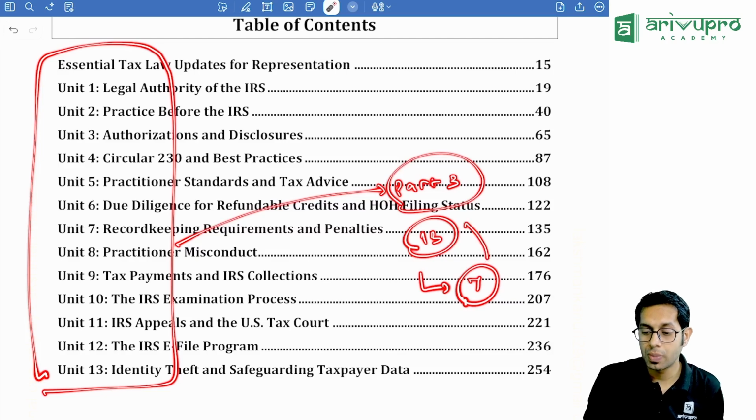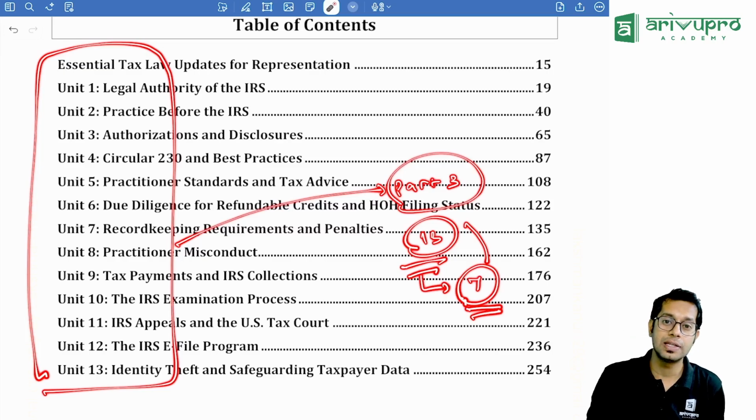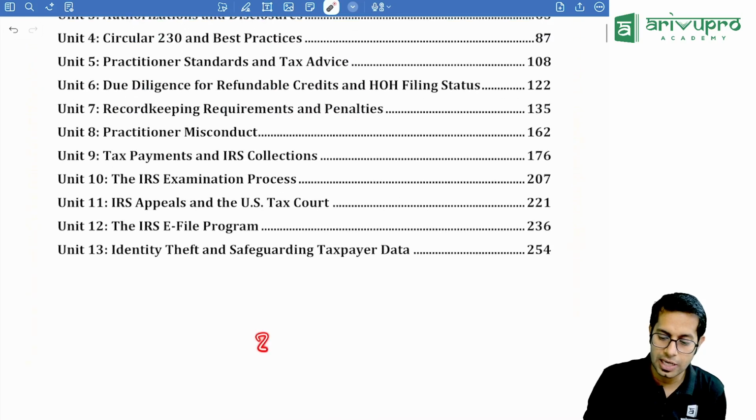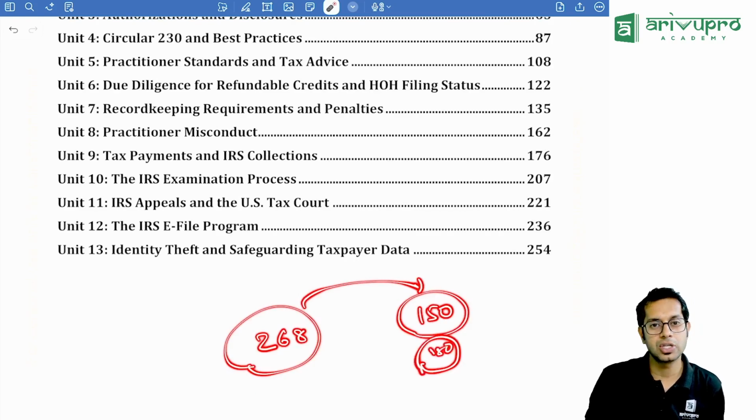Sir, why is there so much difference? We are studying how many units? 13 units, whereas if I study the same thing from GLIM, I will have to study only 7 units. And the material is also relatively smaller. We have to study almost 268 pages, whereas when I refer to GLIM, I have to study only 150 to 180 pages. So why is there such a difference?